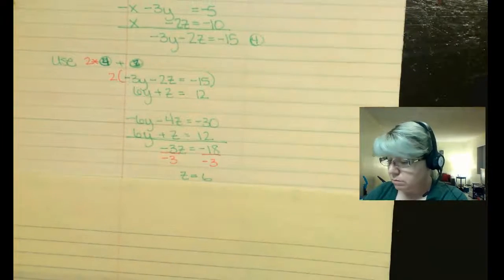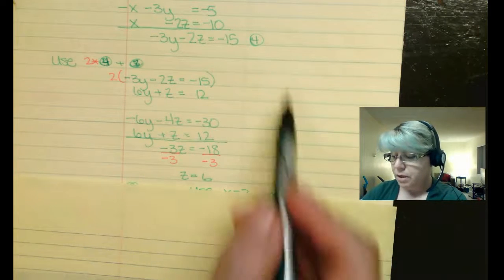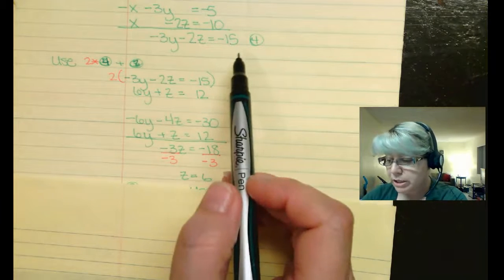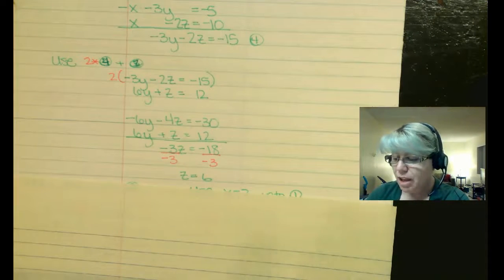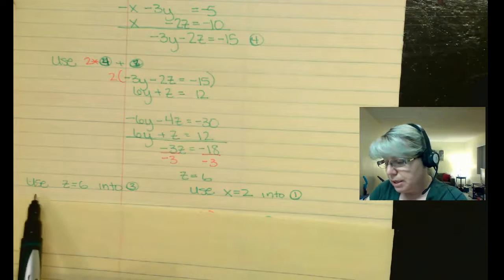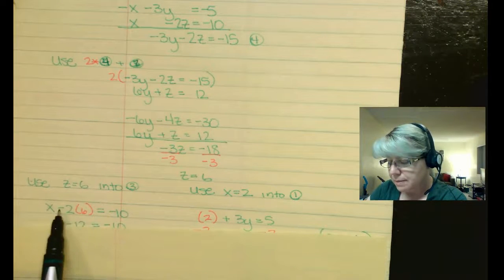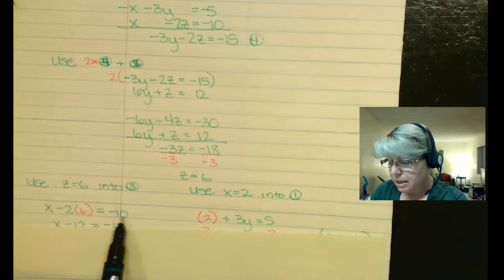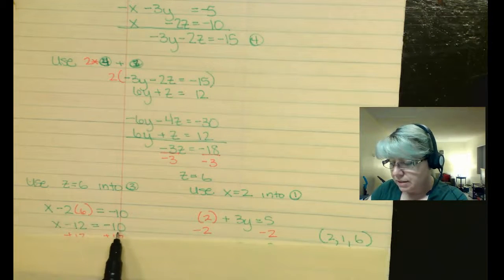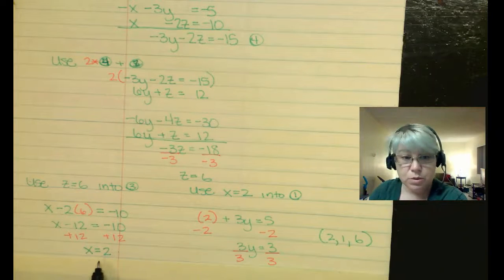Now, I can plug this into either the fourth equation that we created or one of the original equations that just had either yz or xz. So let's go ahead and plug in z into our third equation. So that would be x minus 2 times 6 equals negative 10. x minus 12 equals negative 10. Add 12 to both sides, so x is 2.